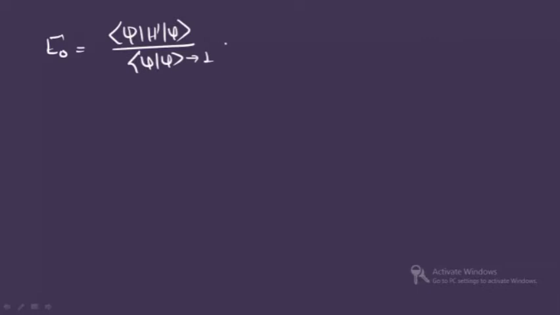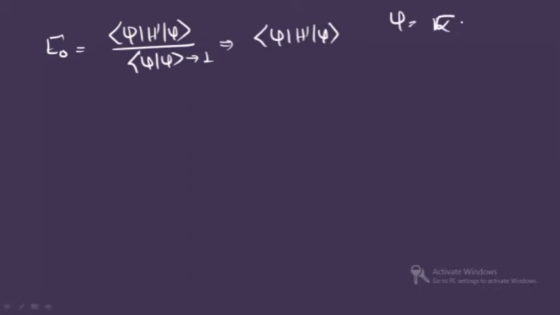Clear? So now let's calculate the first order energy correction to the ground state. So the formula is psi H prime psi divided by what? This term. Now this term is equal to what? This is one denominator. So you will have only what? Psi H prime psi. Psi, what we got?